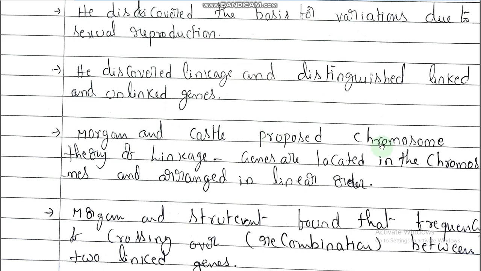Morgan and Castle proposed the chromosome theory of linkage. Earlier we discussed the chromosome theory of inheritance proposed by Sutton and Boveri. So what is this theory? Genes are located in the chromosomes and arranged in linear order. This was proposed by Morgan and Castle. This is the chromosome theory of linkage.